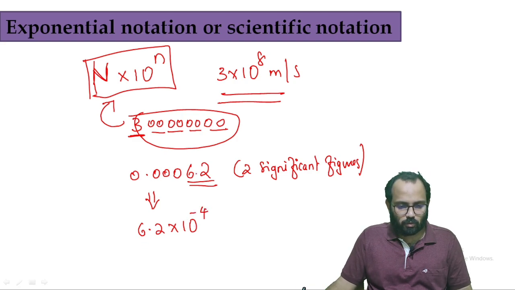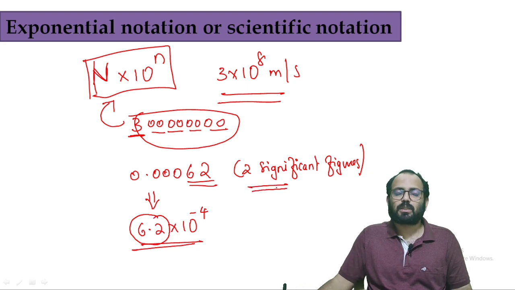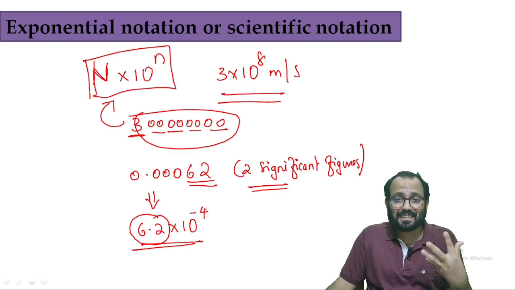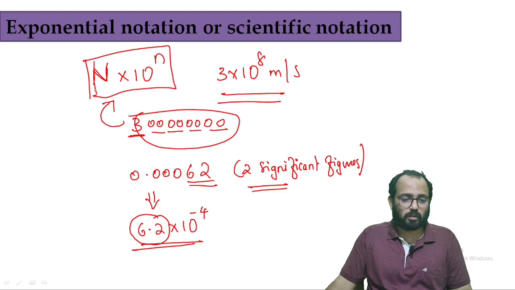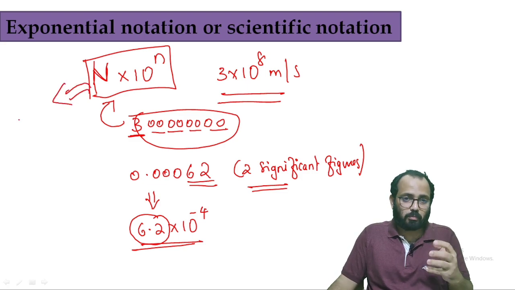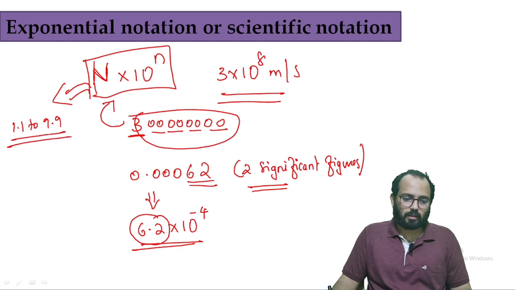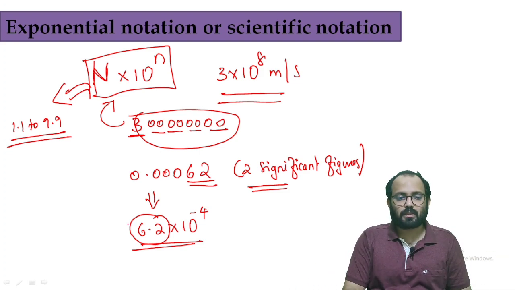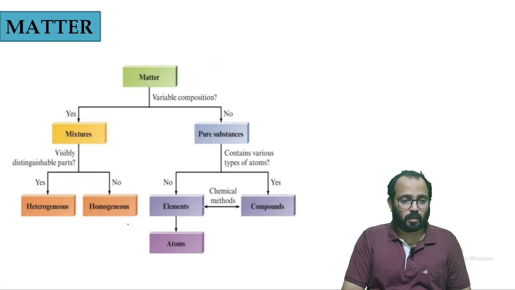1, 2, 3, 4. Correct? Yes, I can write it as 6.2 into 10 power minus 4. Look at that. How many significant figures? Two significant figures. So all the numbers can be represented in this exponential notation, or we can call it scientific notation, N into 10 power n. What is this N value? N can be written as between 1.1 to 9.9. We can write it like this. This is 6.2. That's okay, right? This is how you have to represent the exponential notation.